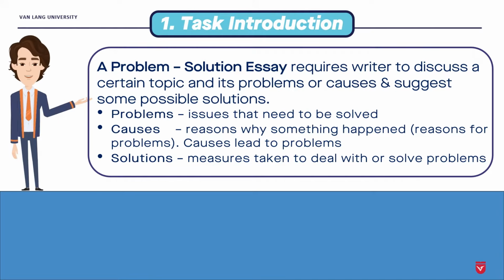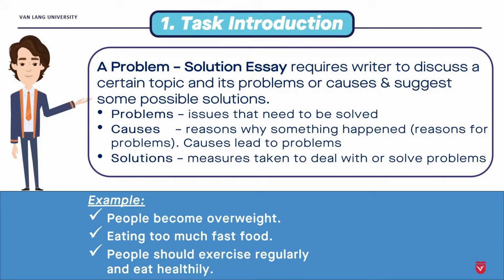Let's take a look at this example. Can you tell which one is problem, which one is solution, and which one is cause? Well done. People become overweight is the problem. Eating too much fast food is the cause, and people should exercise regularly and eat healthily is solution.